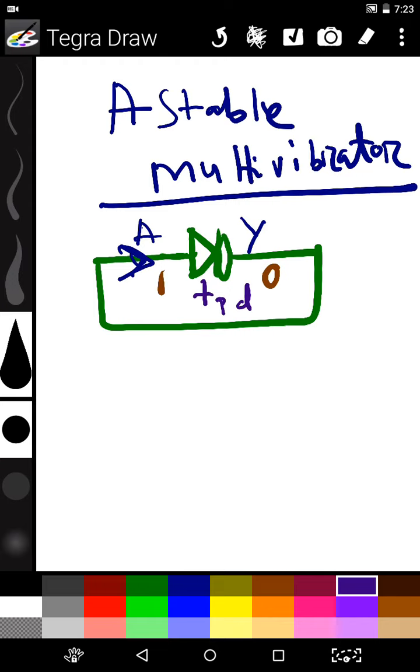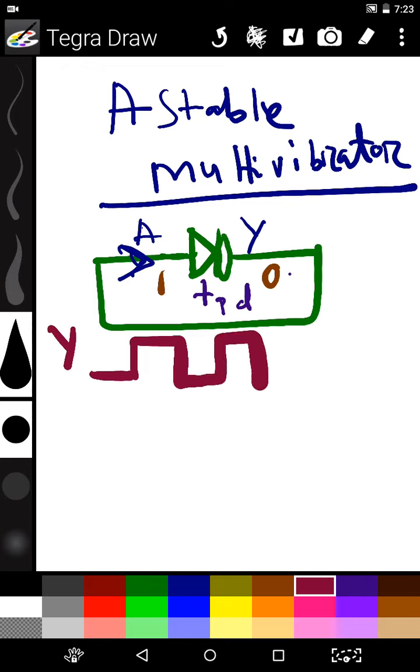From this discussion we observe that the output always varies between 0 and 1. We can represent this diagrammatically. First the output is 0, its input is 1, then the output is 1 after TPD time, then again 0, then again 1, then again 0, again 1. This is a square wave. So this astable multivibrator is also called a free running circuit, square wave generator, or ring oscillator. These are the different names of an astable multivibrator.